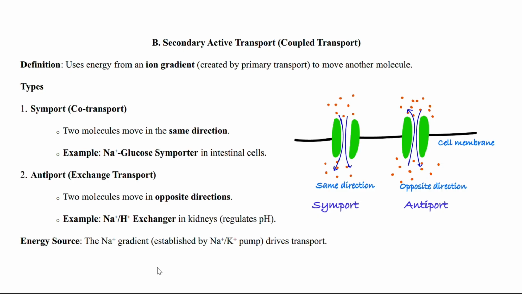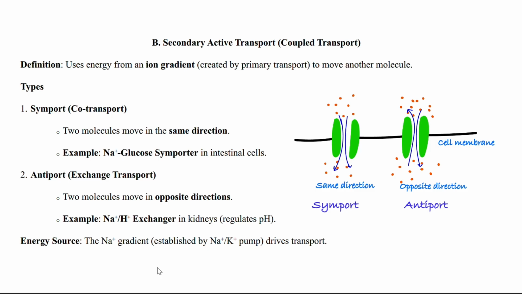So think of it this way. The sodium potassium pump spends ATP to build up a high concentration of sodium ions outside the cell. That sodium wants to rush back in, down its concentration gradient, and secondary active transport uses that flow like a water wheel, capturing the energy of sodium movement to carry other molecules along.